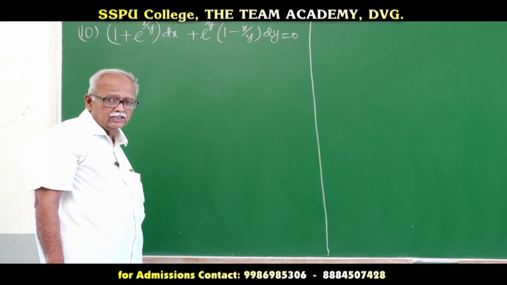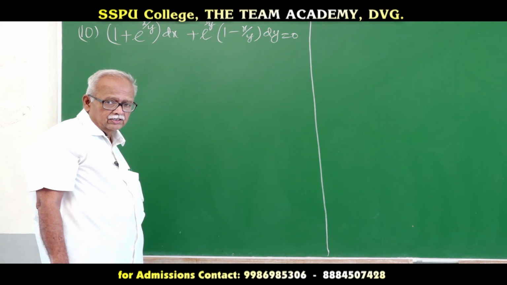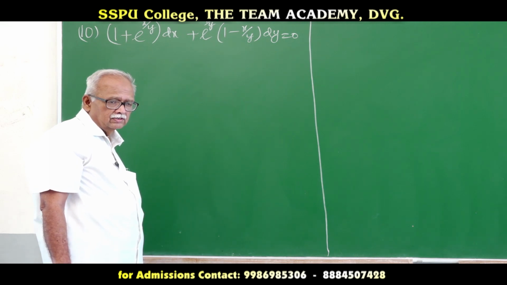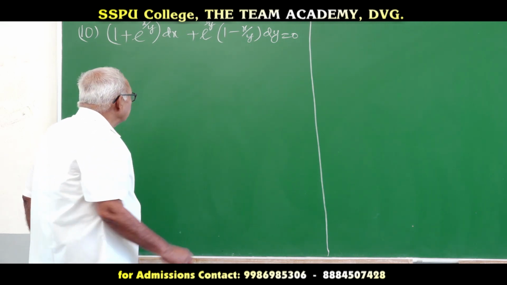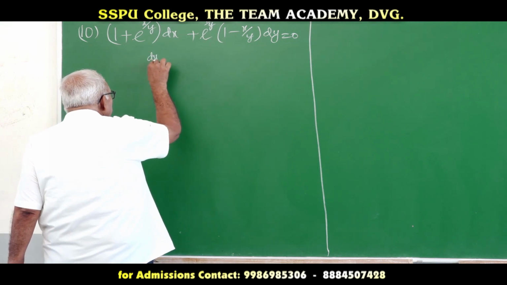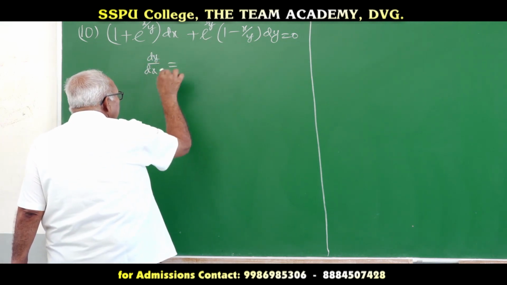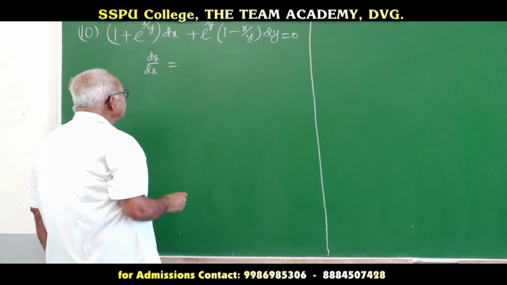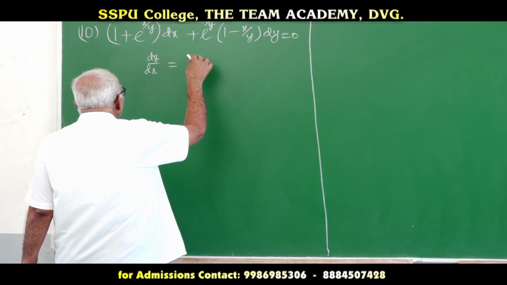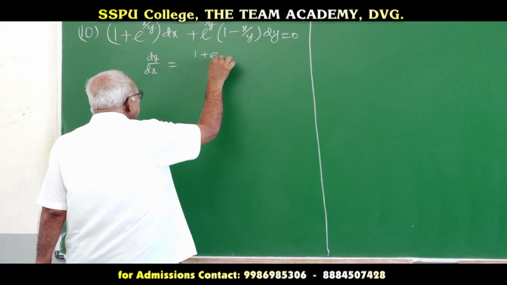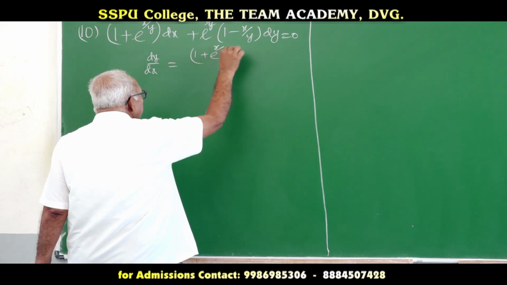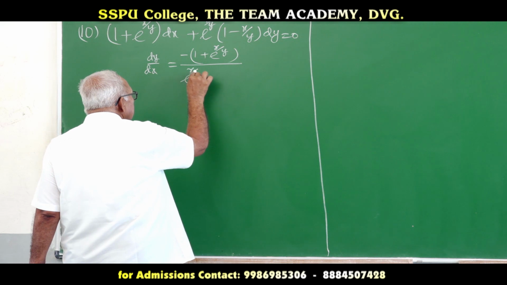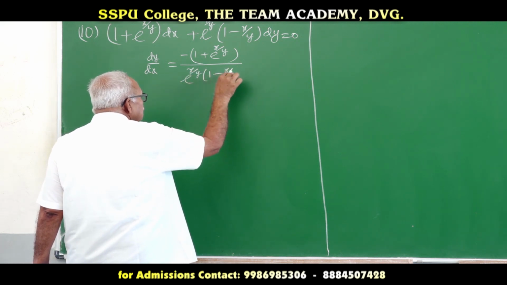Not y by x, it is x by y. So, we have to take a different substitution. First, I have told you this is a homogeneous equation. So, what is dy by dx? Dy by dx, that is 1 plus e power x by y, minus sign is there, and e power x by y into 1 minus x by y.